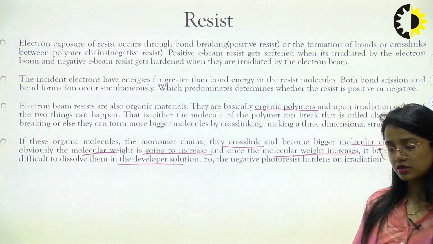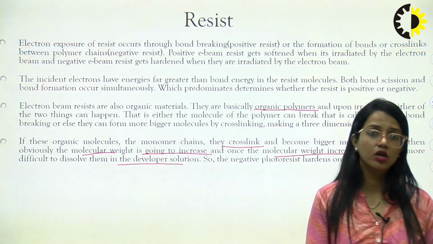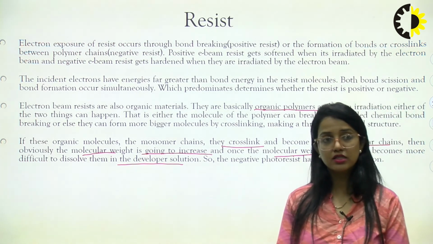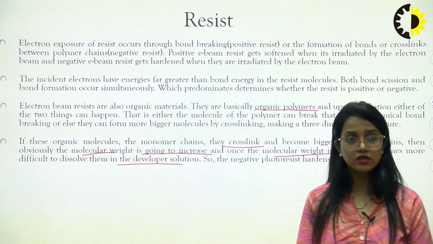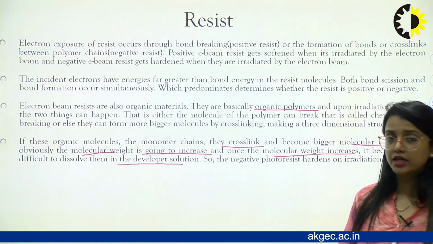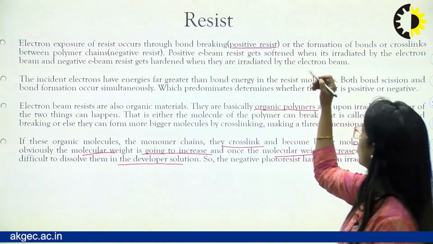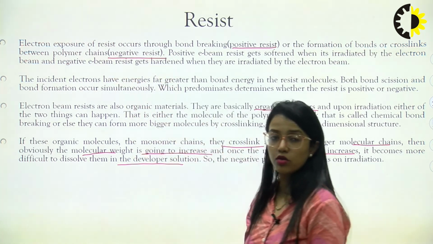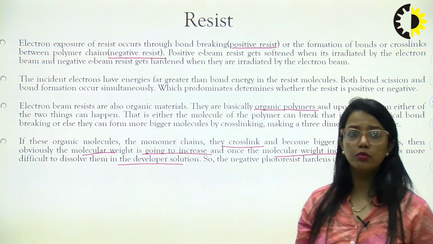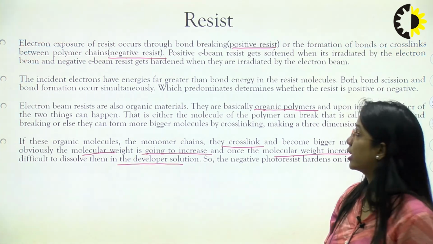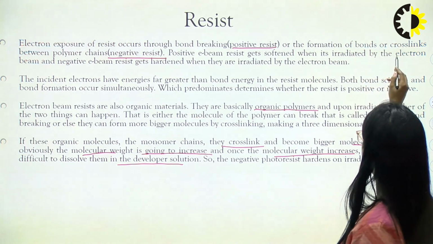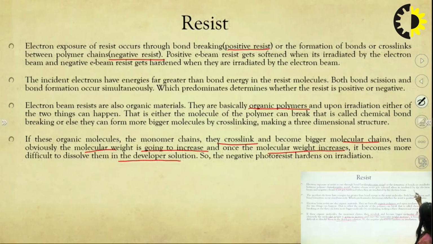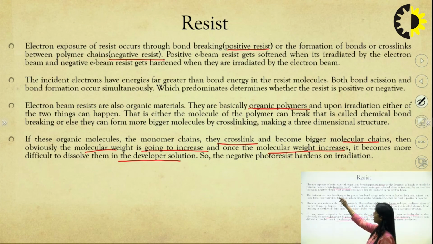We have also discussed this before, and once again I'll discuss the concept of positive resist and negative resist. Electron exposure of a resist which occurs through bond breaking is a positive resist, while the formation of bonds or cross links between two polymer chains is the case of negative resist. So positive electron beam resist softens when irradiated by the electron beam, and negative electron beam resist gets harder when irradiated by the electron beam.